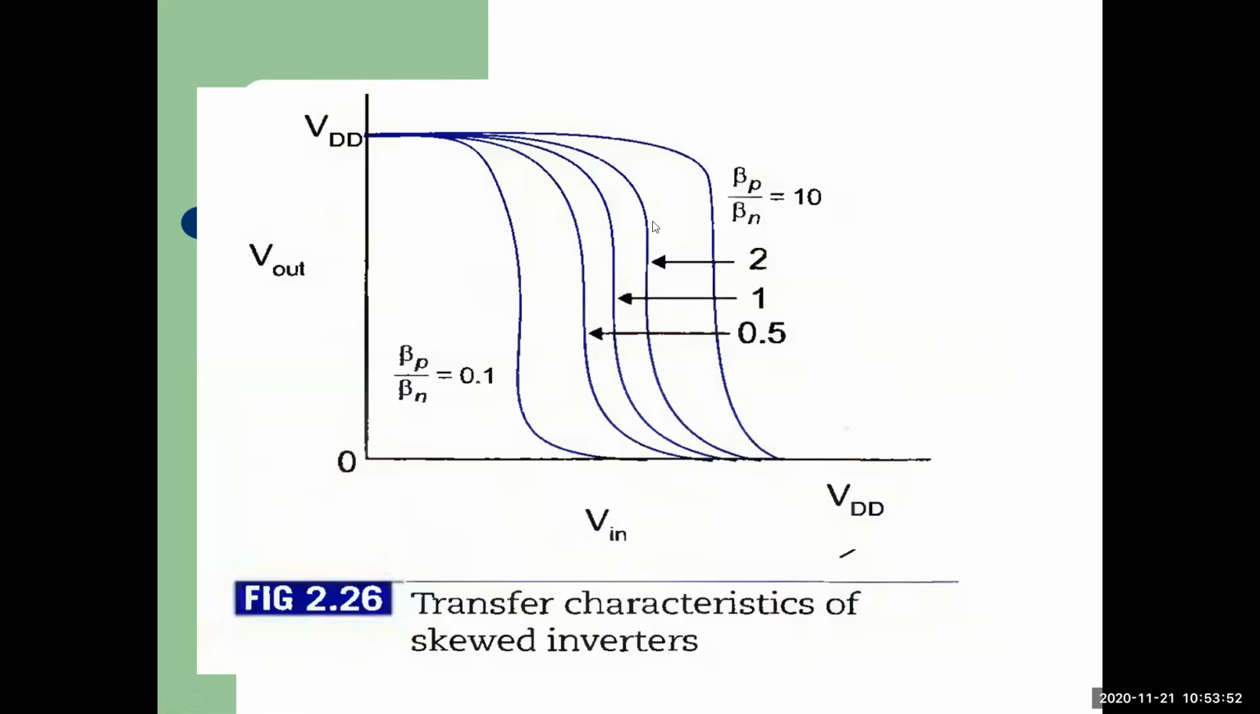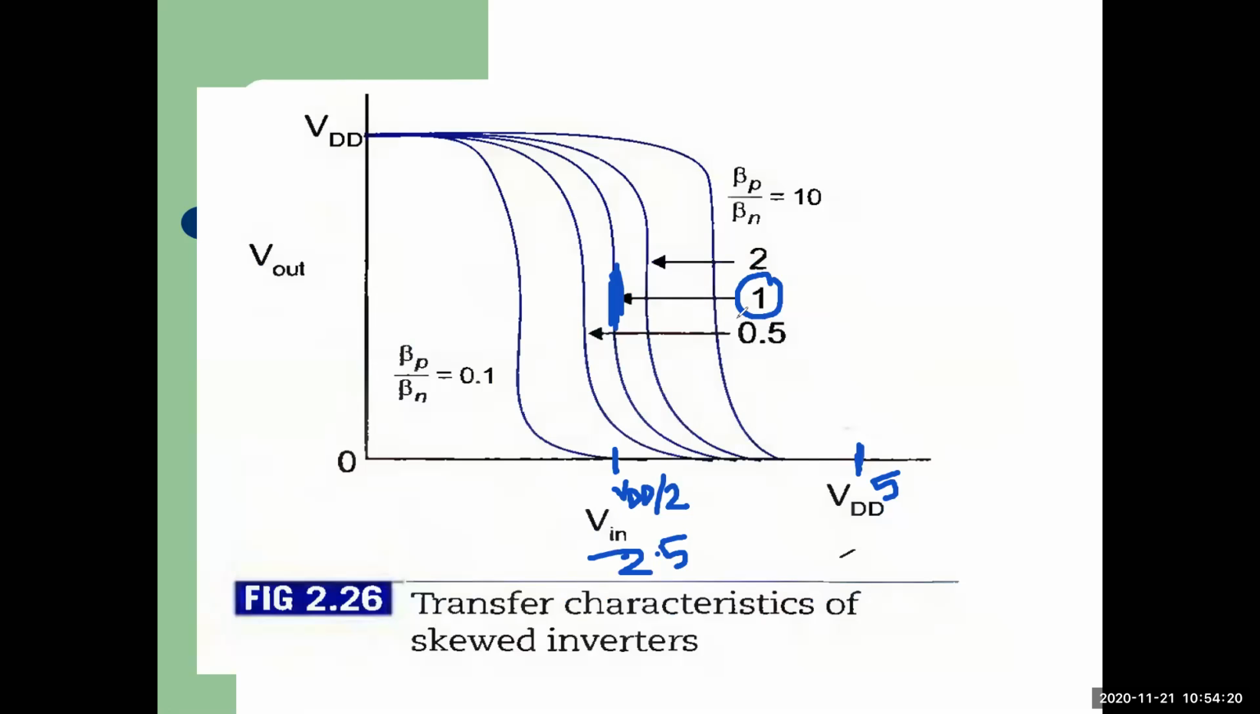This one, you can see. This is the VDD and this one is the middle point, middle curve. If beta P and beta N are equal, that means their ratio is 1. The curve will go at exactly middle point, that means VDD by 2. If it is 5 volt, it will go through 2.5 volt. Understood? If they are equal.